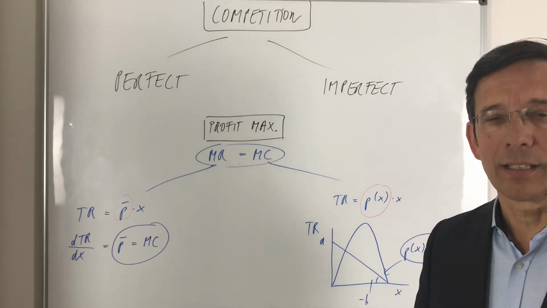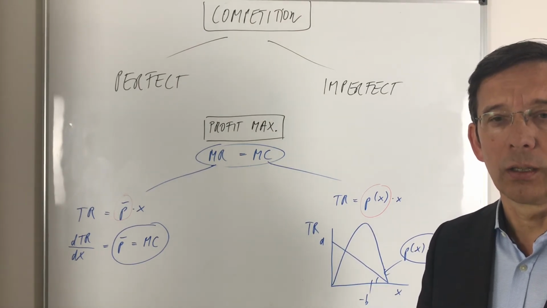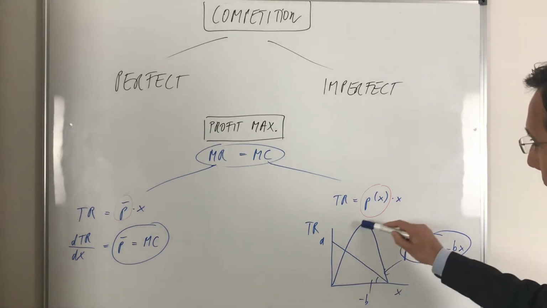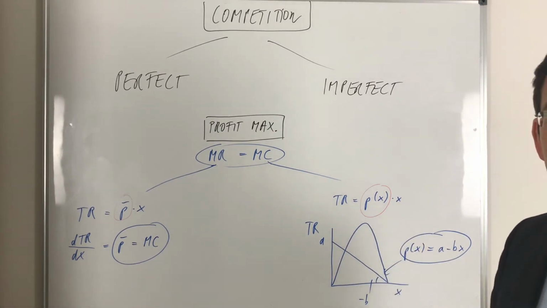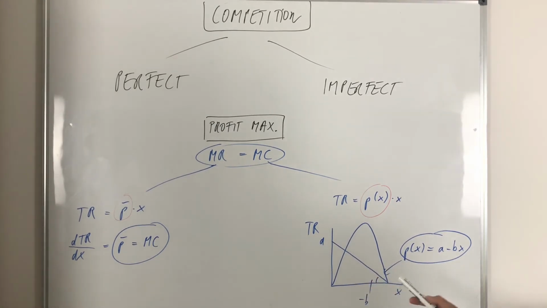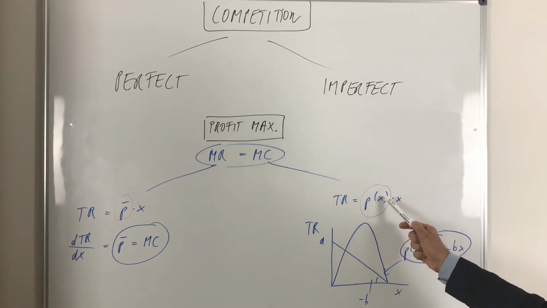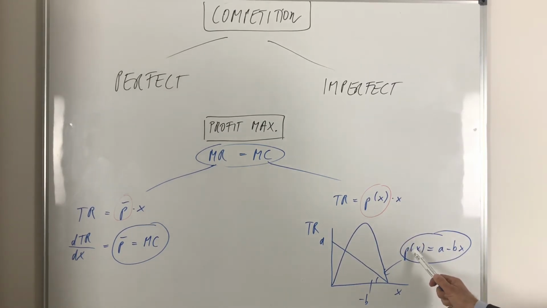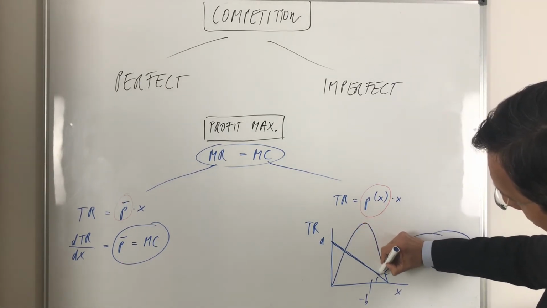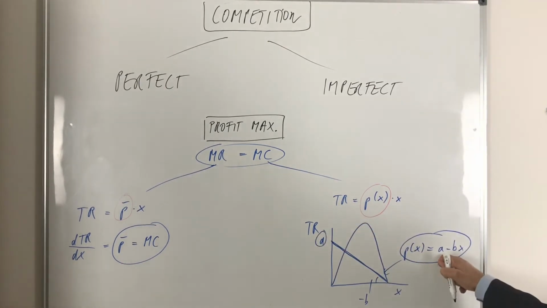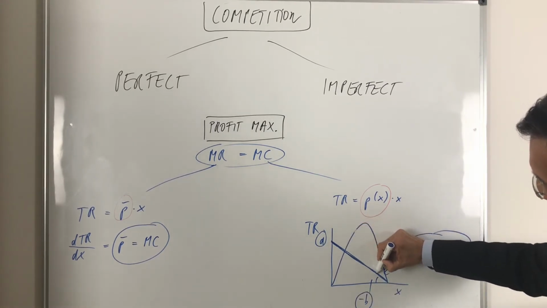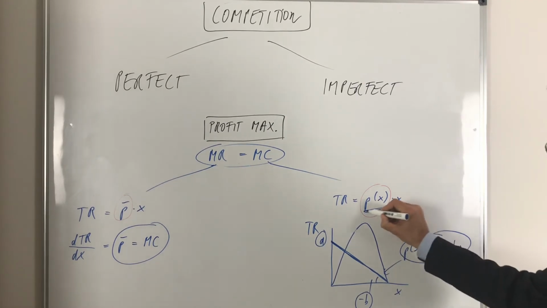So how does the total revenue function look in the monopoly case? Well, it looks like that, like an inverted U-shaped curve. And where does it come from? Well, we have this P, which is dependent on X, and that could be a linear function like this one here. So we start here with A, and the slope is minus B, and that's just a linear function. That's the P of X.